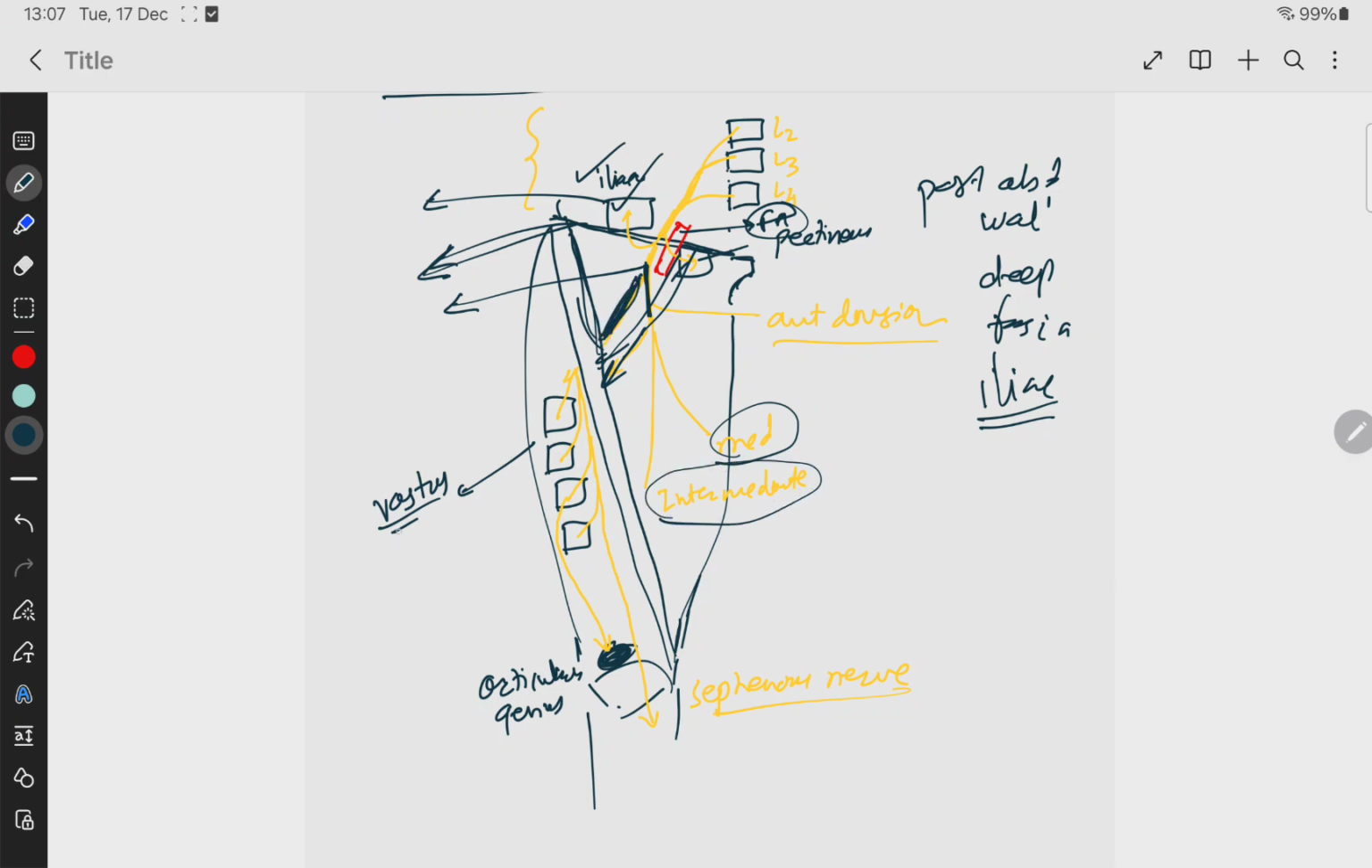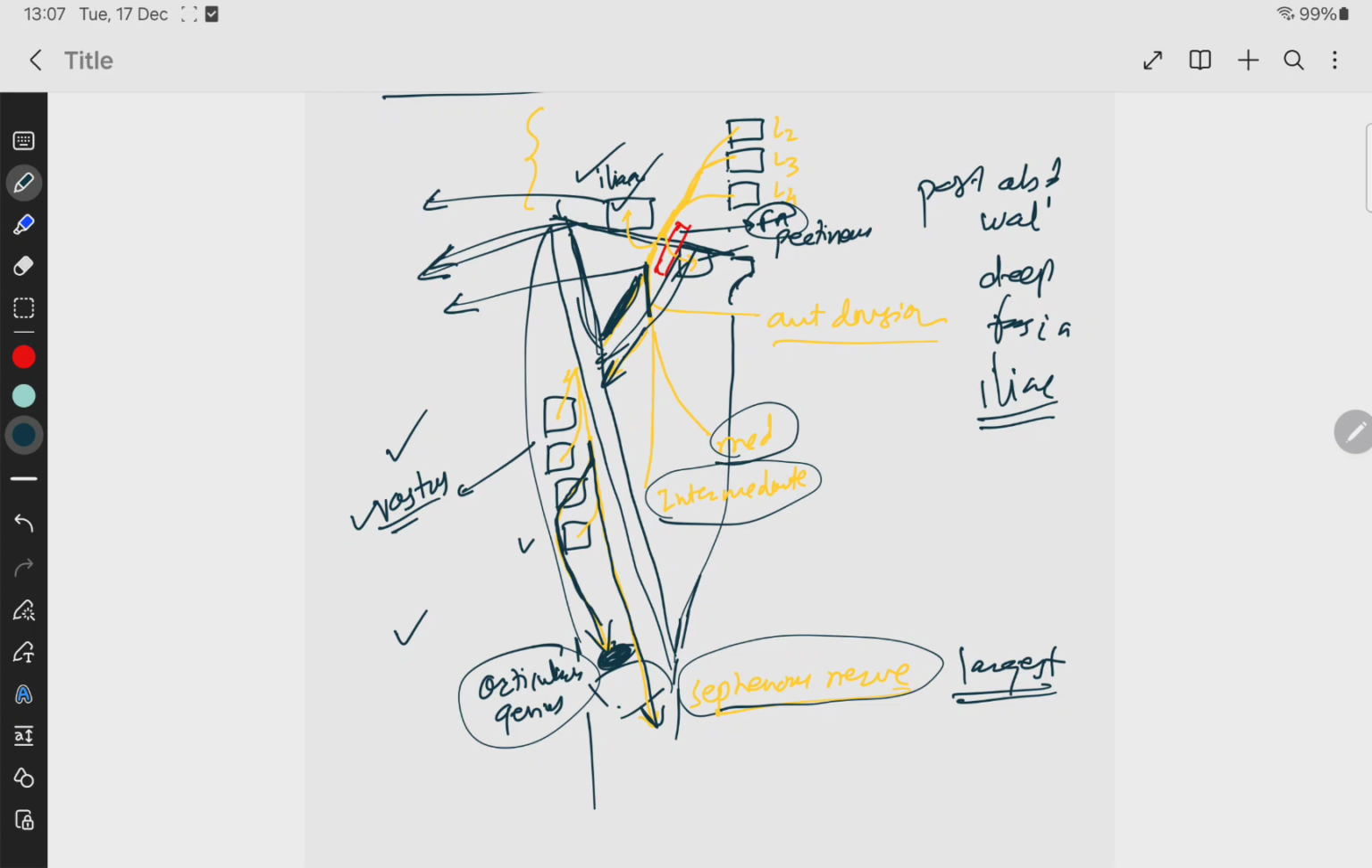Posterior division supplies the rectus femoris, vastus lateralis, vastus intermedius, and vastus medialis, and it gives the cutaneous branch, that is the saphenous nerve, that continues downward, which is the largest cutaneous branch in the body. It is coming from the nerve to the vastus intermedius, just at that level. Now the nerve to vastus intermedius gives a branch to the muscle that is called articularis genu. So that is the course of the femoral nerve.